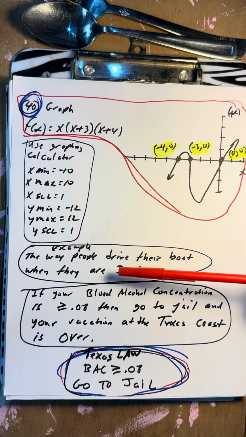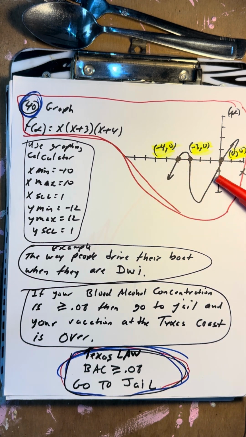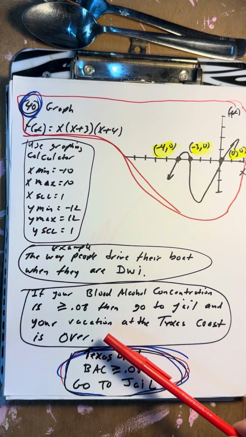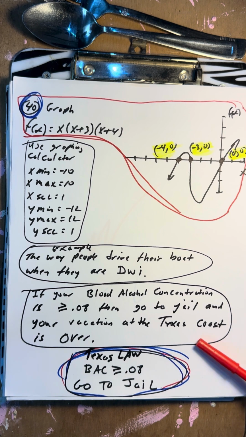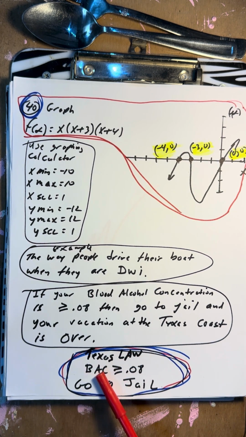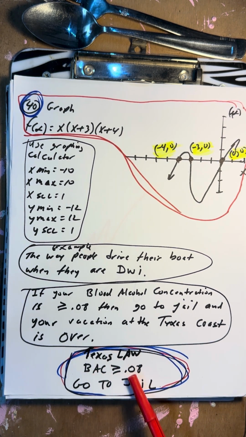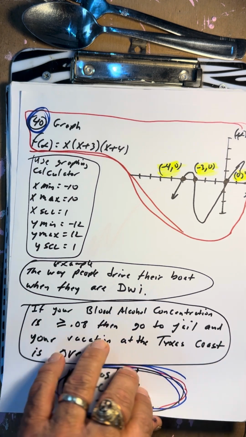Okay, this is the way people drive when they're drinking and boating, going all over the place. Yes, and you can get tickets, of course, or get arrested. And if your blood alcohol is 0.08, go to jail. Your vacation at the Texas coast is over. Remember, Texas law: blood alcohol concentration greater than or equal to 0.08, go to jail.